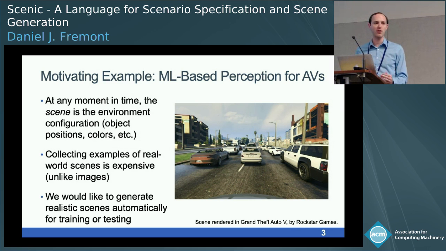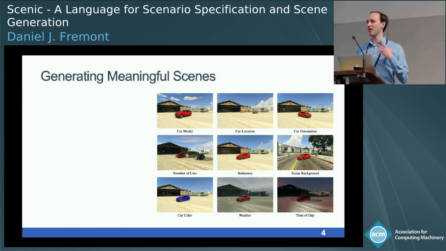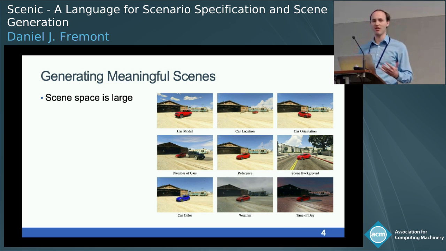Why is this a difficult problem? Well, it's easy to generate scenes, but hard to generate meaningful ones. The scene space is quite large. If you imagine a single car, for example, you have a bunch of parameters: position, orientation, color, and so forth. If you have a complicated scene with a lot of objects, this adds up, and you get a high-dimensional space.